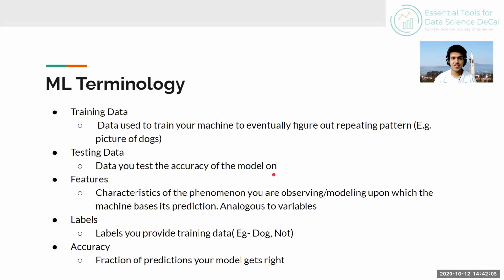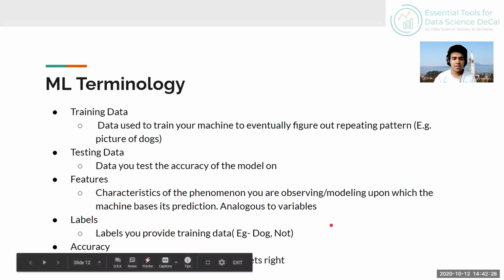And the next thing is features. So features are characteristics of the phenomenon we are observing or modeling, upon which the machine bases its prediction. So it's very analogous to variables. Over here, features of a dog could be the number of legs it has. So if something has four legs, then the likelihood of it being a dog increases.